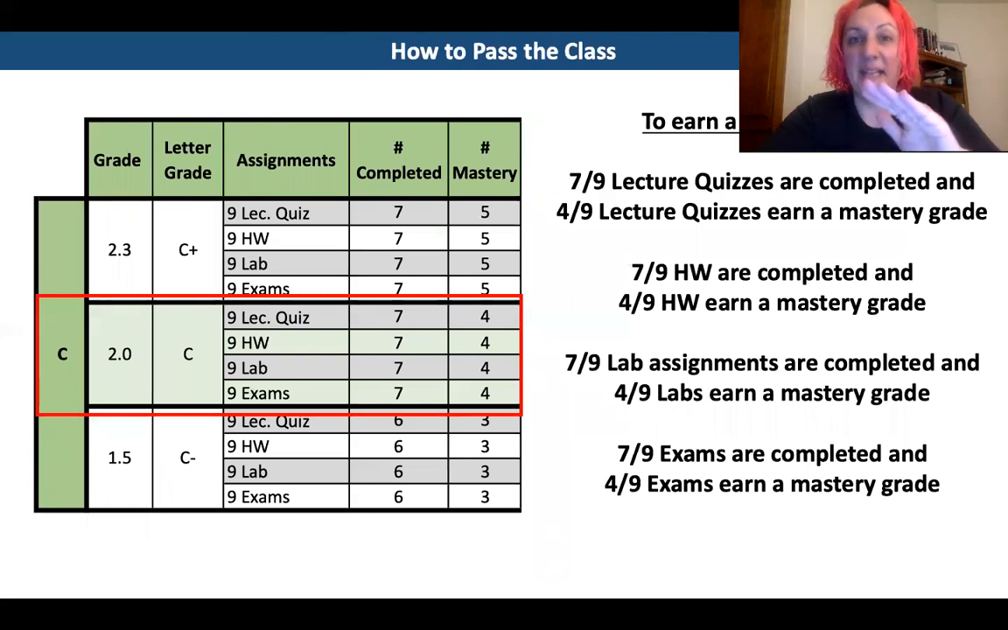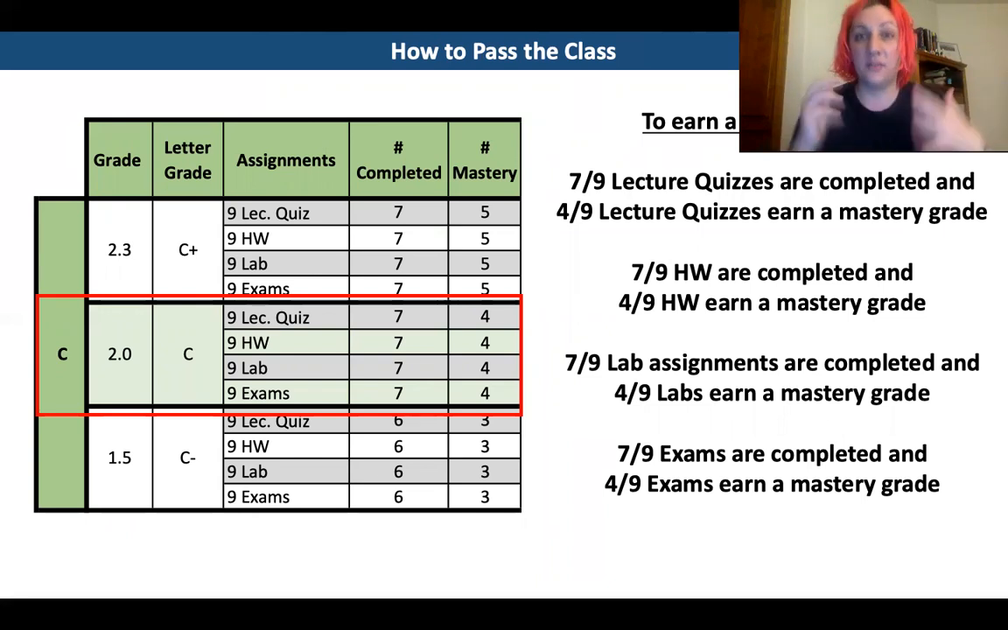So to pass this class, you need a 2.0. So a 2.0 in this class is going to look like completing 7 of all of the different types of assignments. That's basically completing 7 of the 9 chapters. So that's 7 of the lecture quizzes, 7 of the homework, 7 of the lab, 7 of the exams. Now you can skip 2 and not turn them in at all or have them incomplete. Of those 7 you turn in, 4 of them need to be revised to that mastery level of A minus.